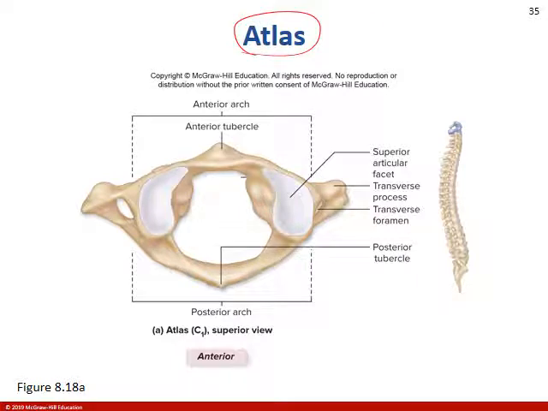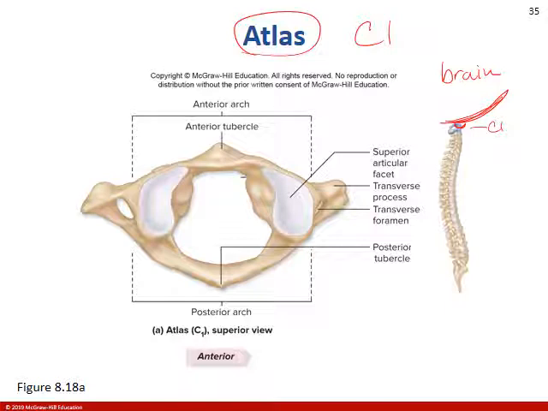We need to talk about the atlas. This is C1. This is the very first vertebrae, atlas, that holds up your world. So remember, your occipital bone is here with your occipital condyles, and they're going to articulate to C1. You're holding up the world. Your world is your brain, right? It's your supercomputer. So the atlas is the very first vertebrae. We give it a special name.